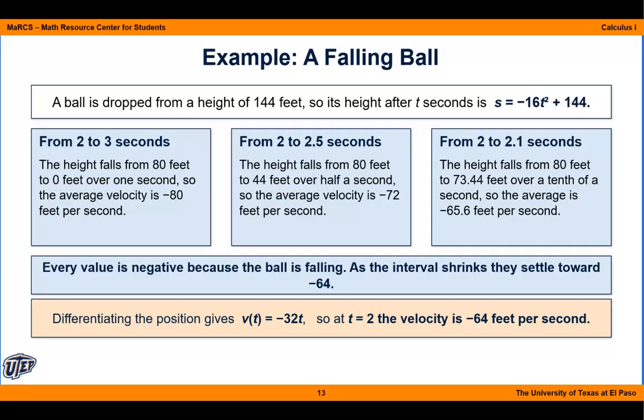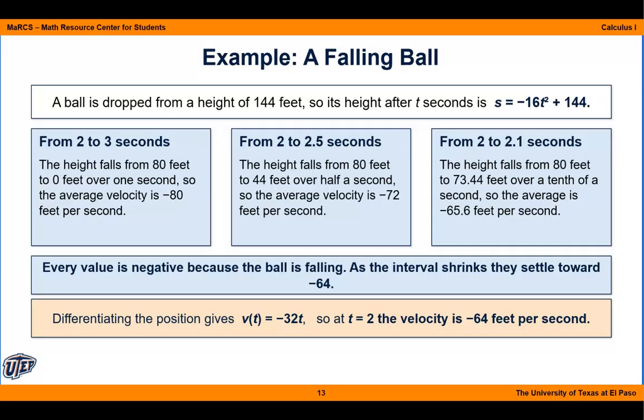From t equals 2 to t equals 2.5, the height changes from 80 feet to 44 feet. The average velocity is negative 72 feet per second. From t equals 2 to t equals 2.1, the height changes from 80 feet to 73.44 feet. The average velocity is negative 65.6 feet per second. As the interval shrinks, these average velocities approach negative 64 feet per second.